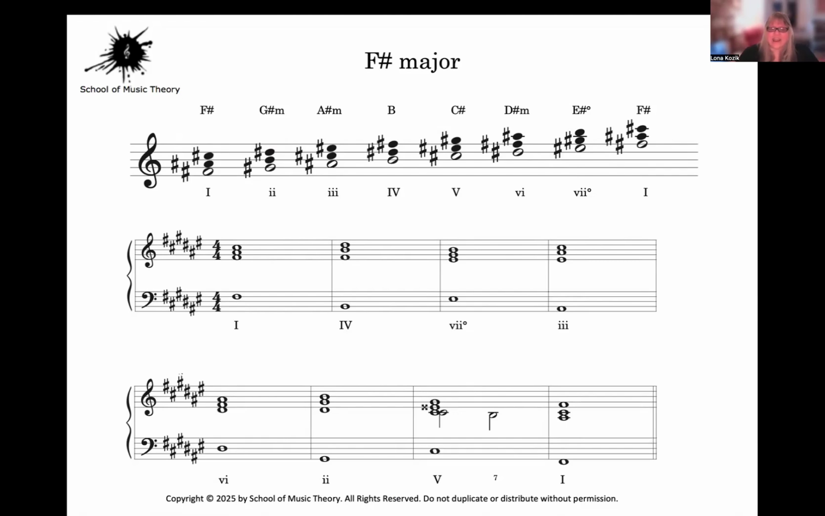Sorry, I have a little error on my score, so please ignore it. That's not an E double sharp, it's just E sharp. So I must have been working in Finale and had been working in the minor mode. My apologies for that. But you know what? Let's turn it instead into what we call a courtesy accidental.